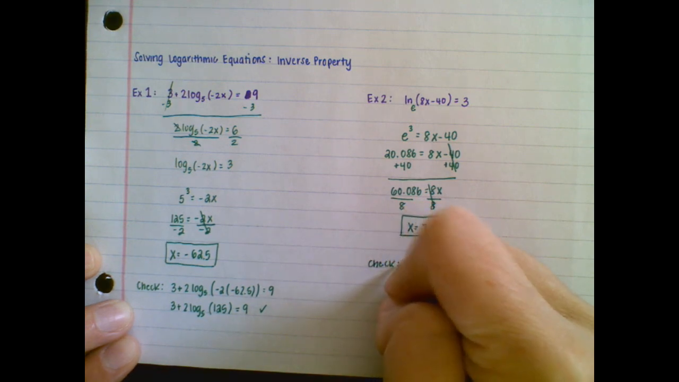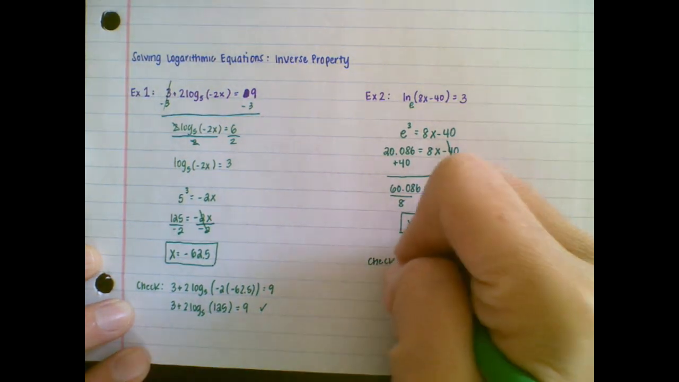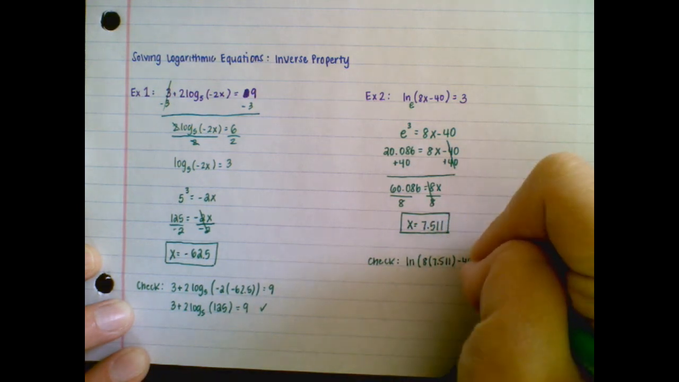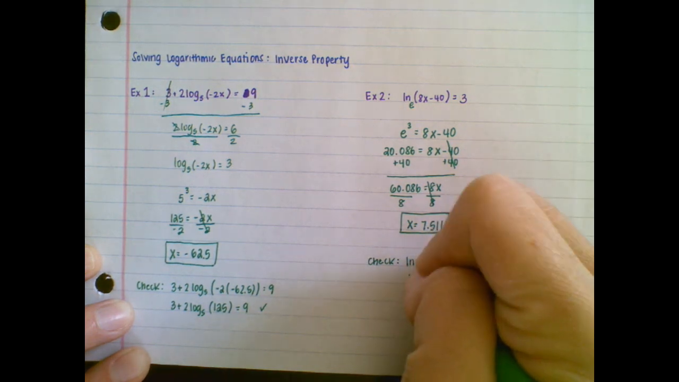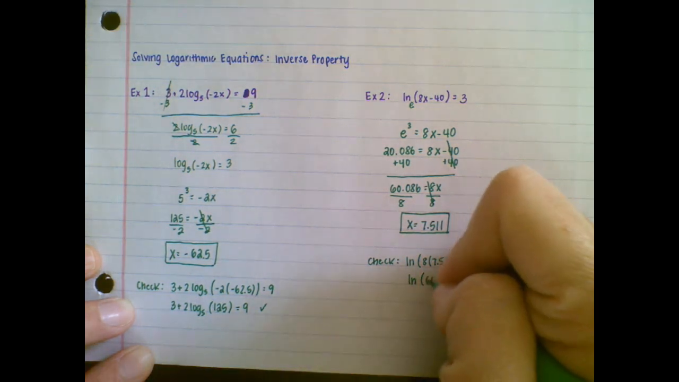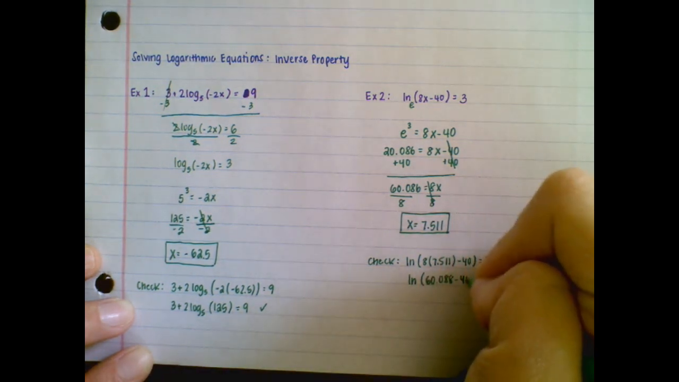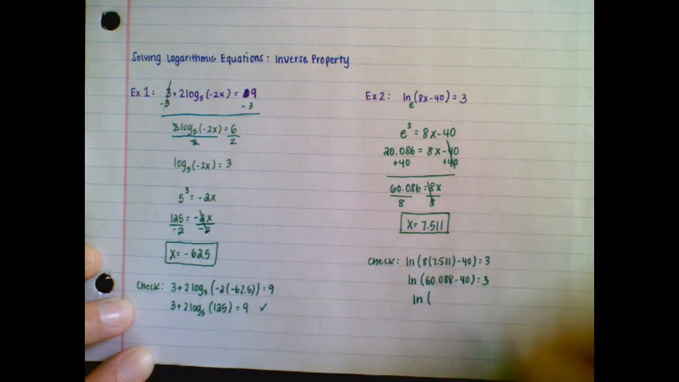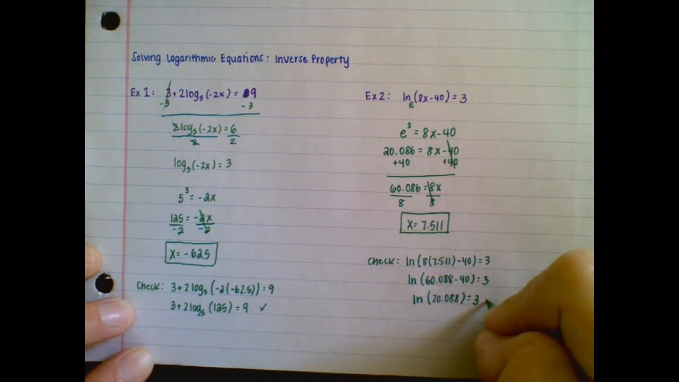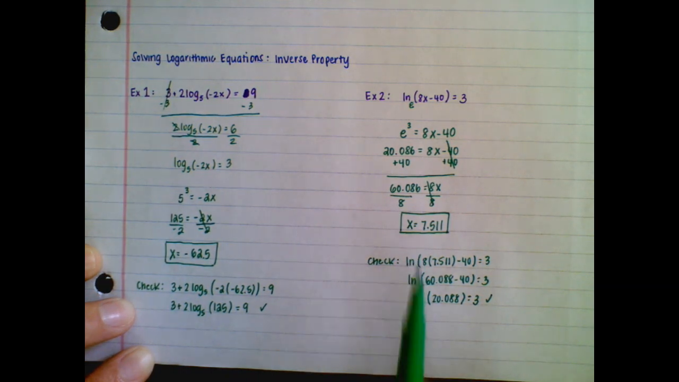any sort of negatives on the inside of the parentheses. So ln of 8 times 7.511 minus 40 is equal to 3. I'm going to clean that up a little bit. Grab my calculator here. So 8 times 7.511 is about 60.088 minus 40 is equal to 3. And just do one more step. So again, simplify on the inside here. So that'll be 20.088 equal to 3. Gives me a positive solution. x is equal to 7.511 does work.